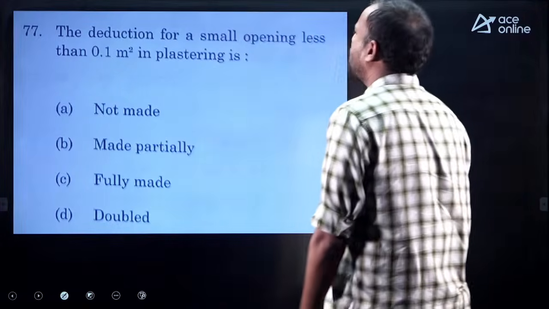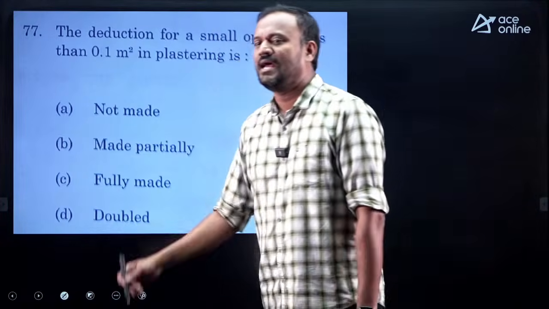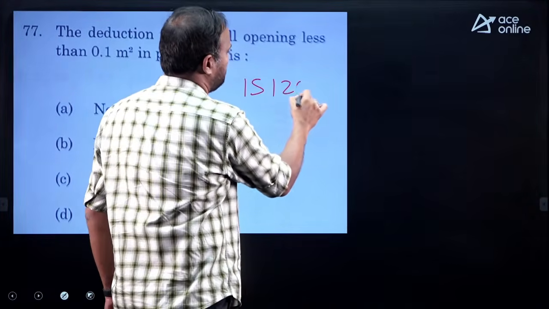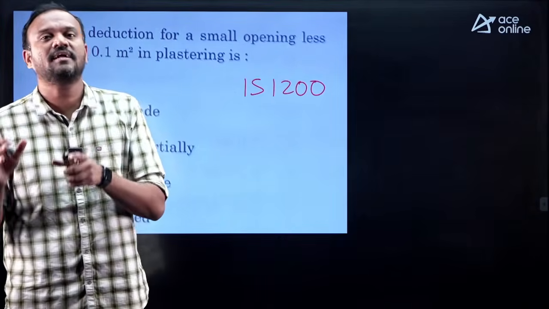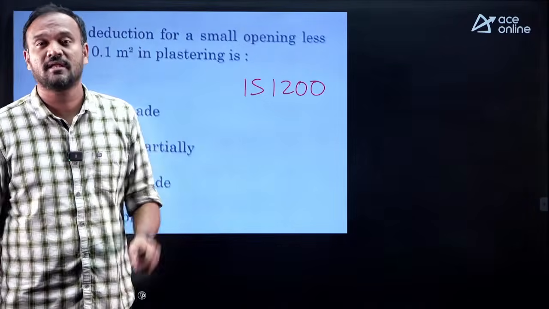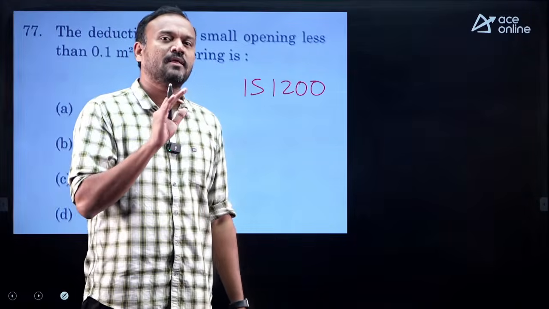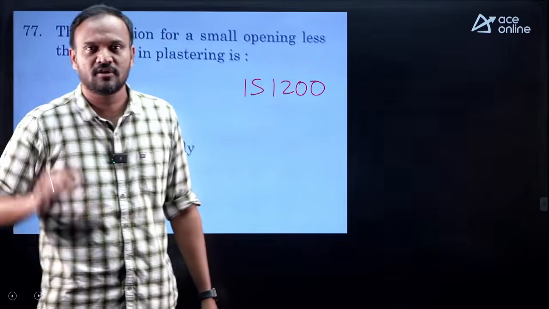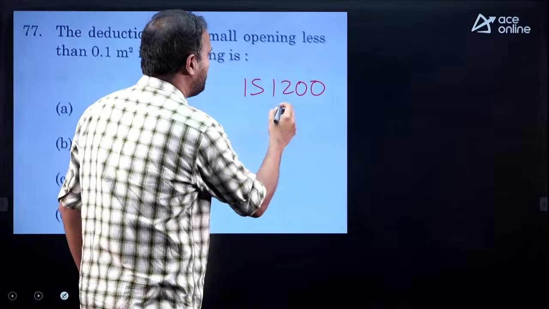The deduction for a small opening less than 0.1 square meter in plastering is, see, dealt with based on IS 1200. This is a standard code for measurement for different types of civil engineering works. This is the standard followed across the country, also prescribed by the National Building Code. Now IS 1200 has a total of 29 parts, right from part 1 dealing with excavation, covering all kinds of civil engineering works and how they have to be measured.